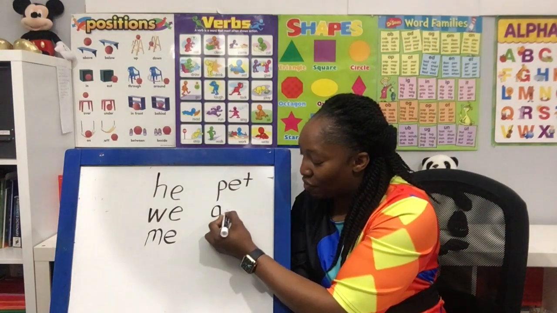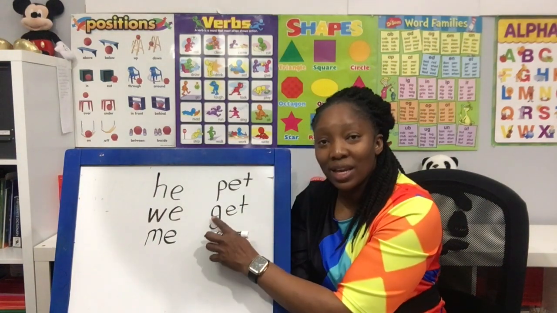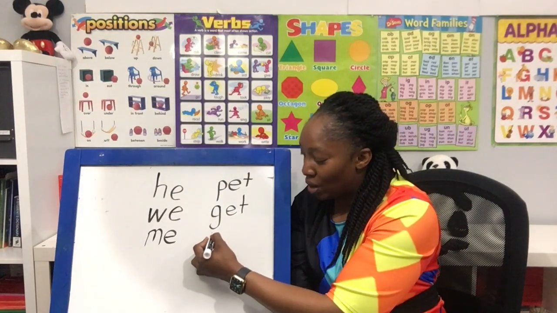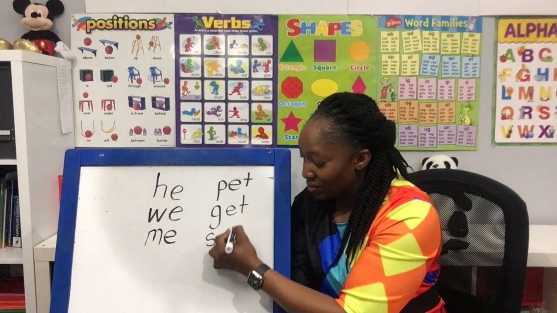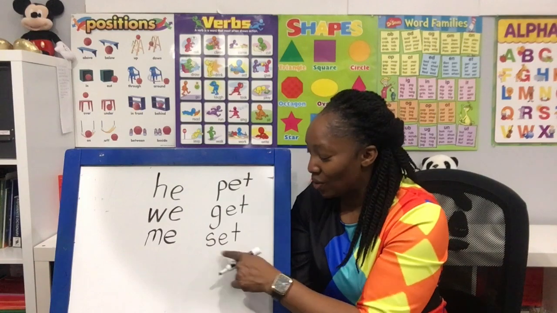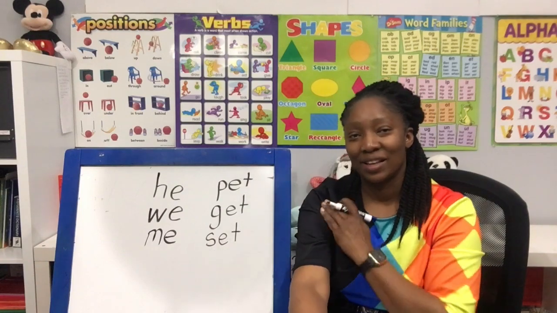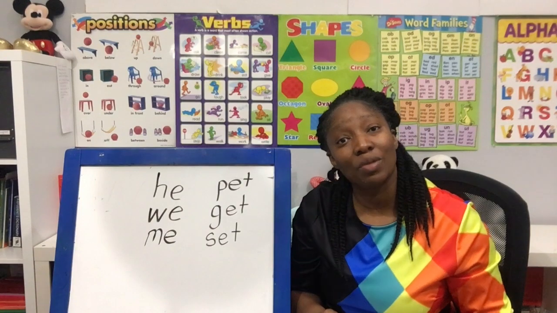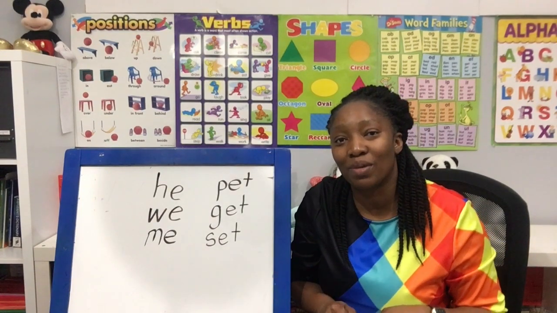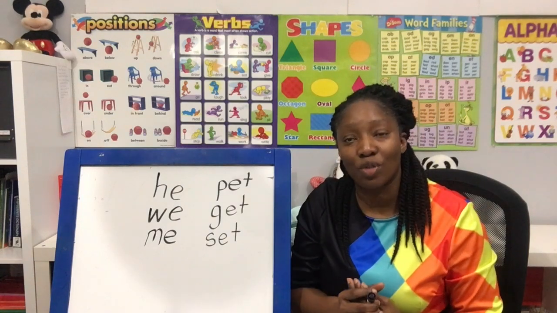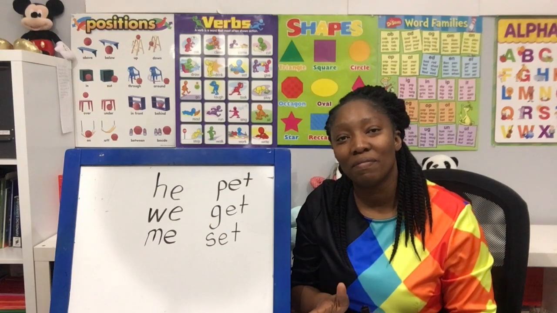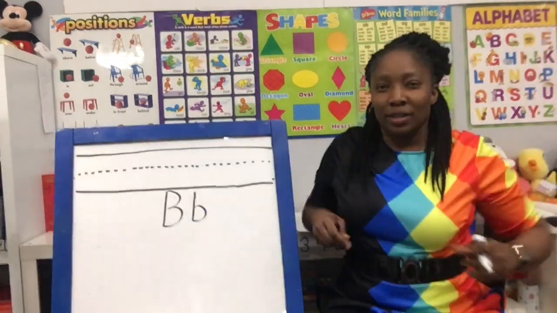If I put a G in front of et, what is that? Get. And let's try one more. What's that? S, et, set. Very good. You think you can write a sentence with any of these words? Go ahead and try to write a sentence in your book or on your dry erase board. Just pick one of them and write a sentence with it.